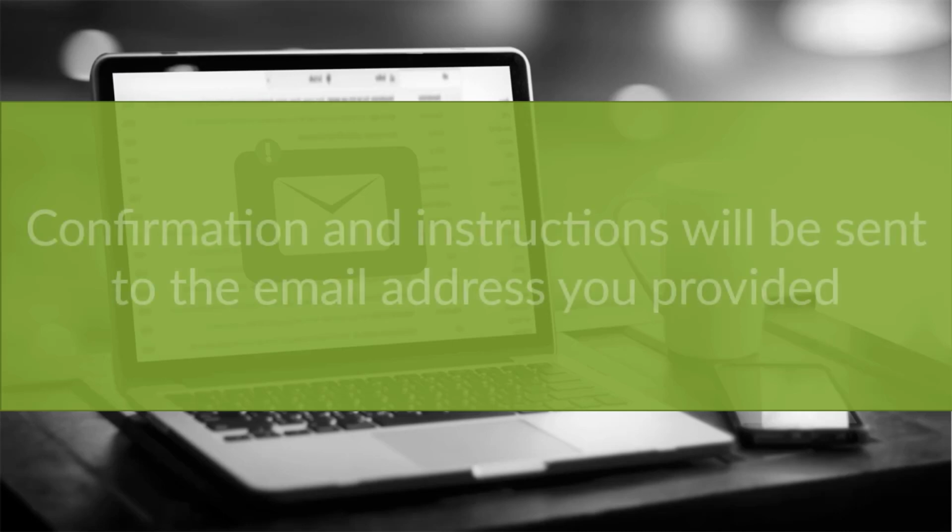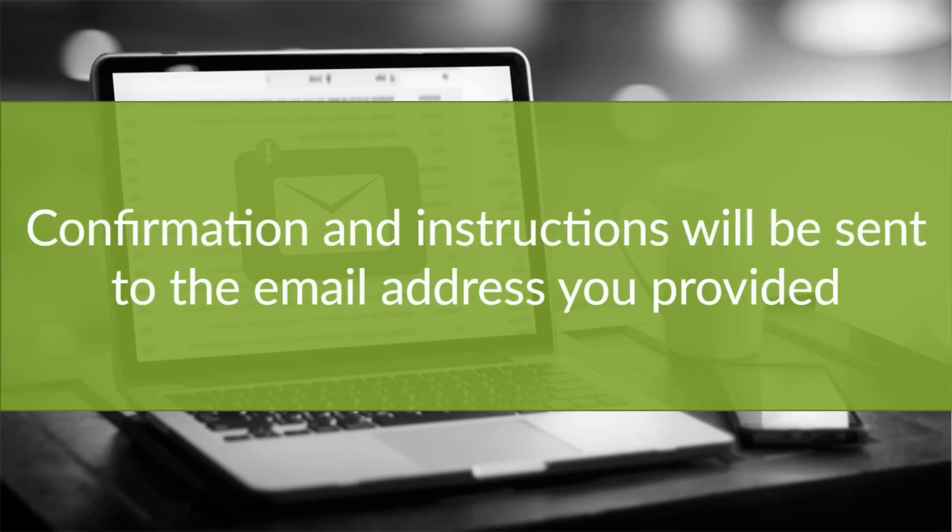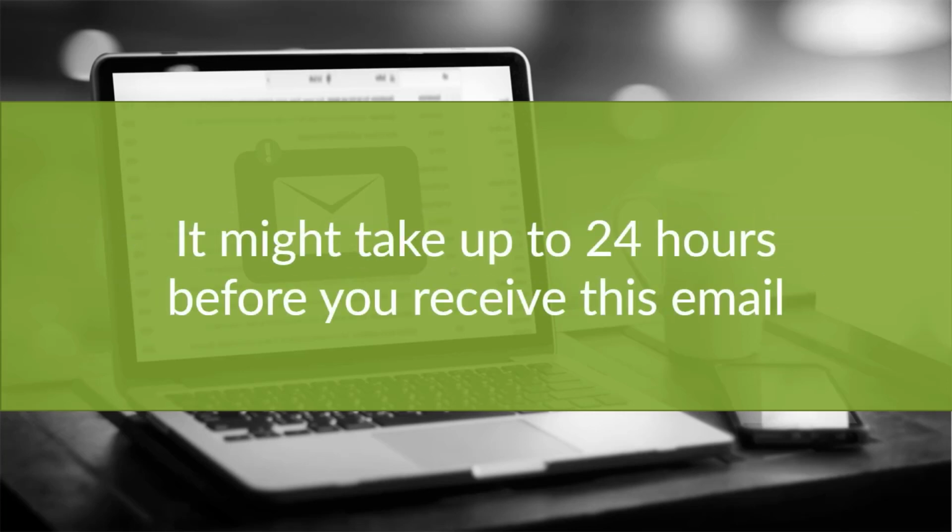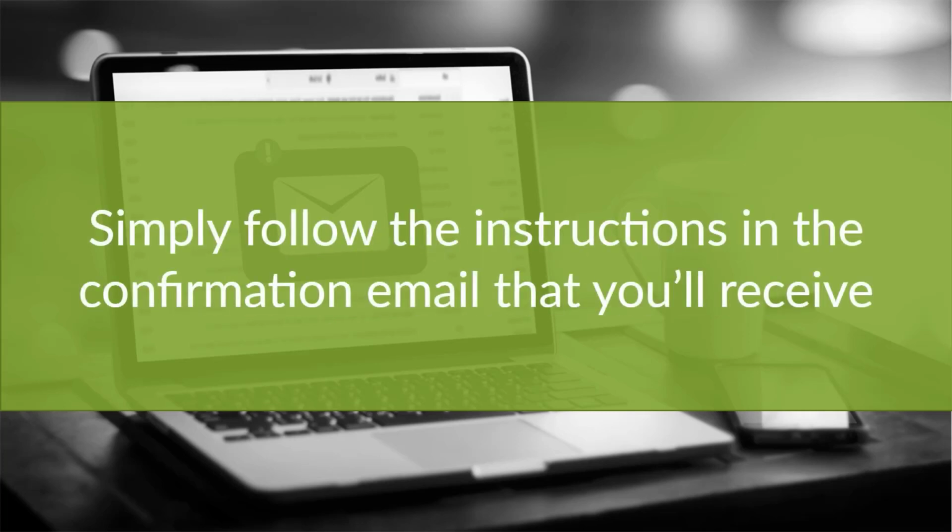After you submit your registration information, confirmation and instructions will be sent to the email address you provided. It might take up to 24 hours before you receive this email. Prior to sending you the confirmation email, the Juniper system needs to verify and validate all your information. To finalize your registration and create a password for your account, simply follow the instructions in the confirmation email that you'll receive.